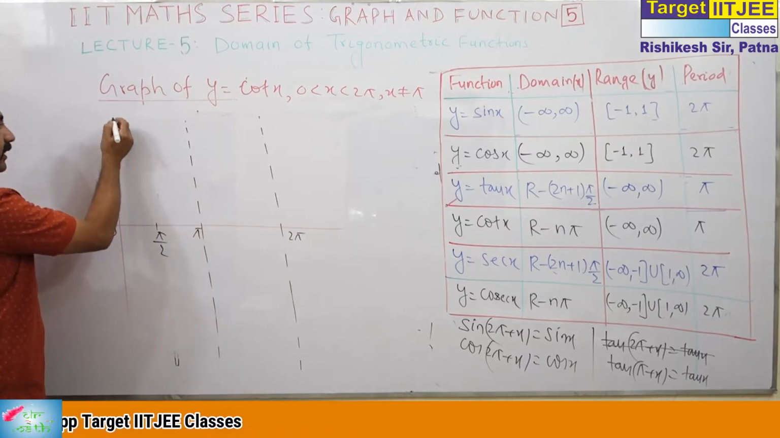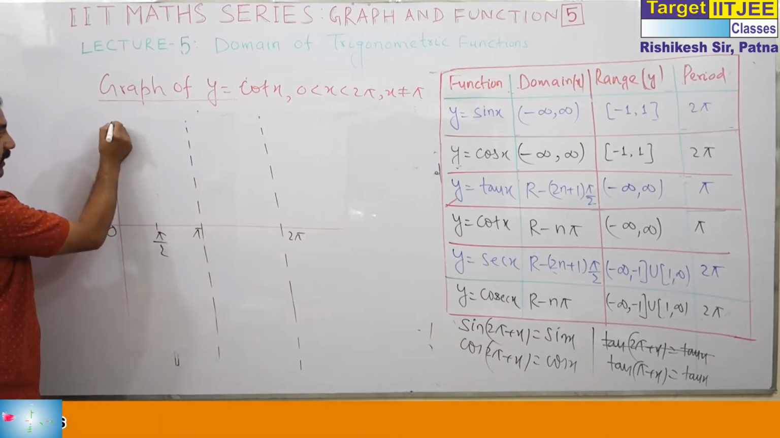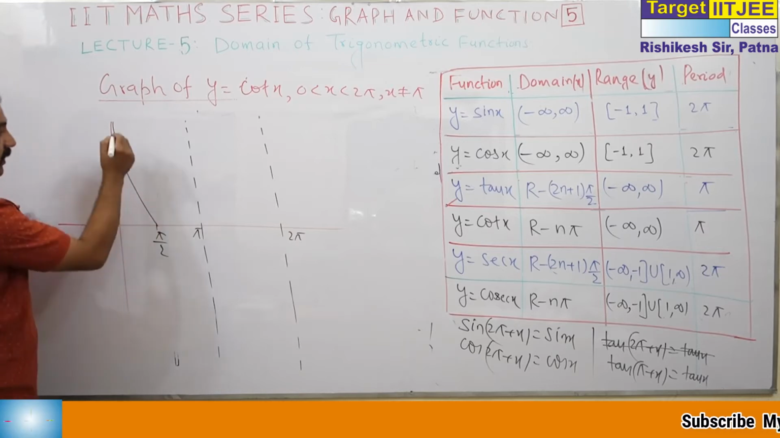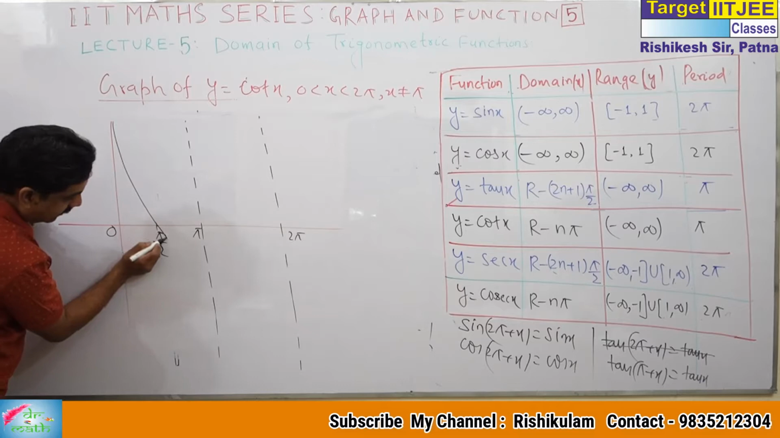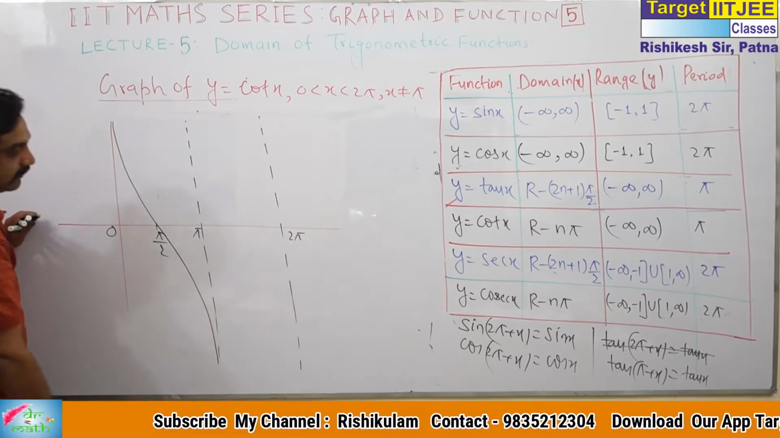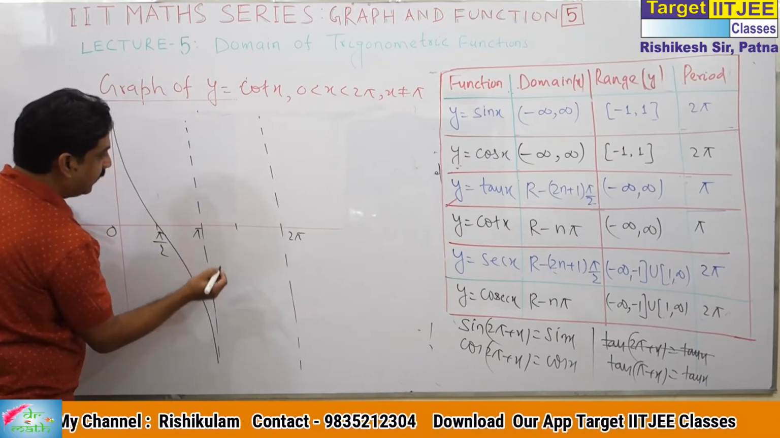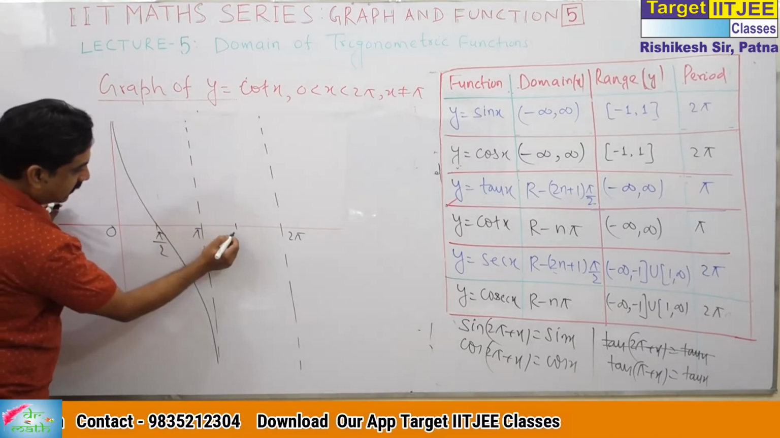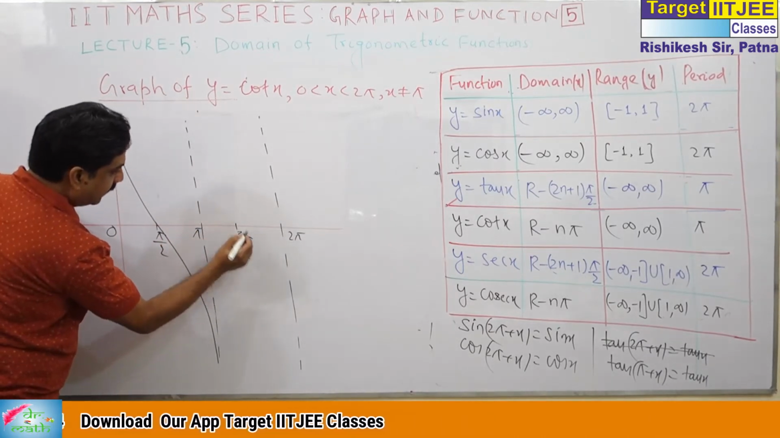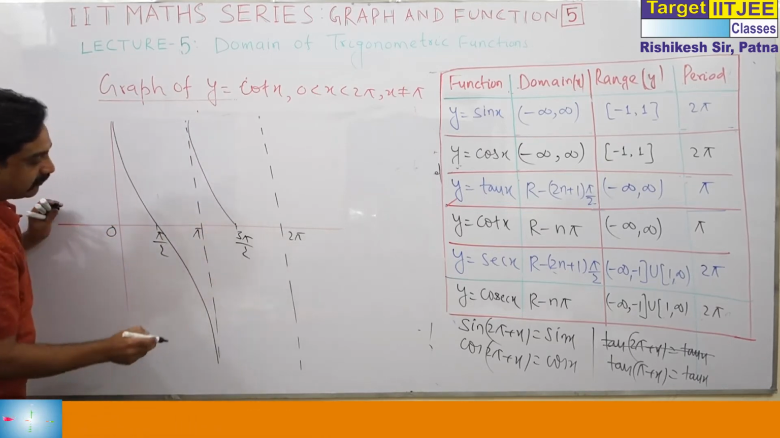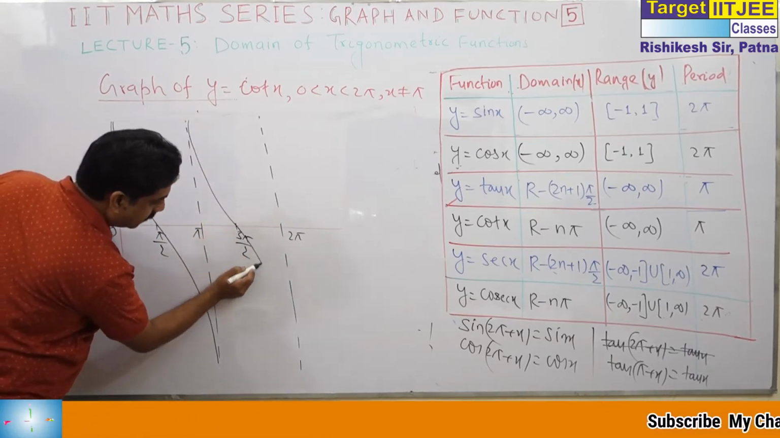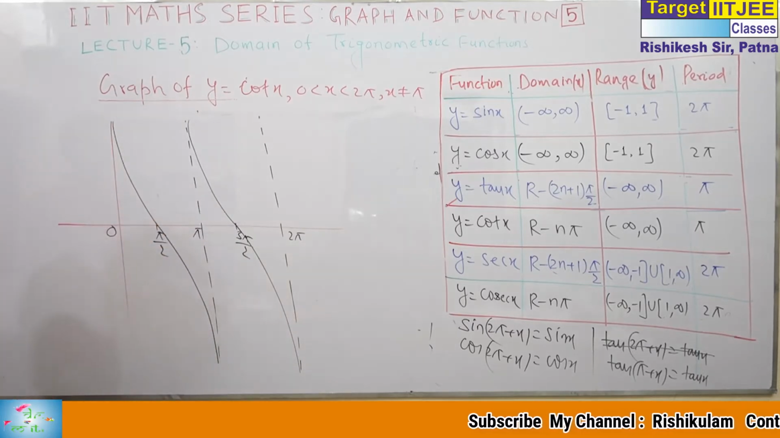So the graph of cot x in the first quadrant decreases. Decreases from where? From infinity to 0. Again decreases this way. Now this graph repeats in the third quadrant. This is the third quadrant. In the third quadrant, it again decreases from infinity to 0, and in the fourth quadrant it decreases from 0. This is the graph of cot x.